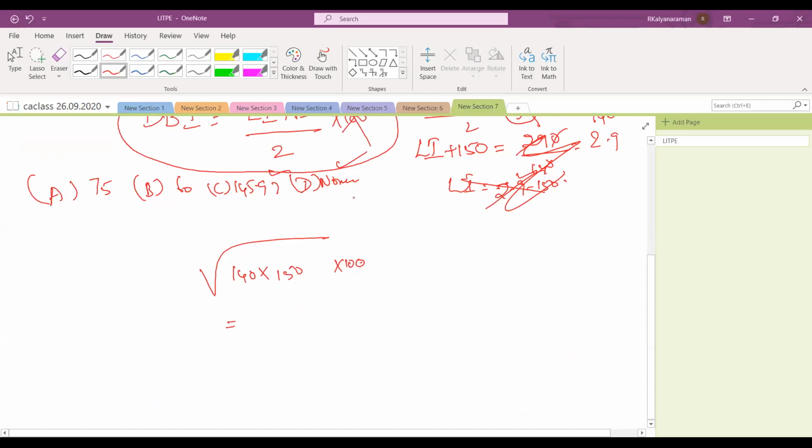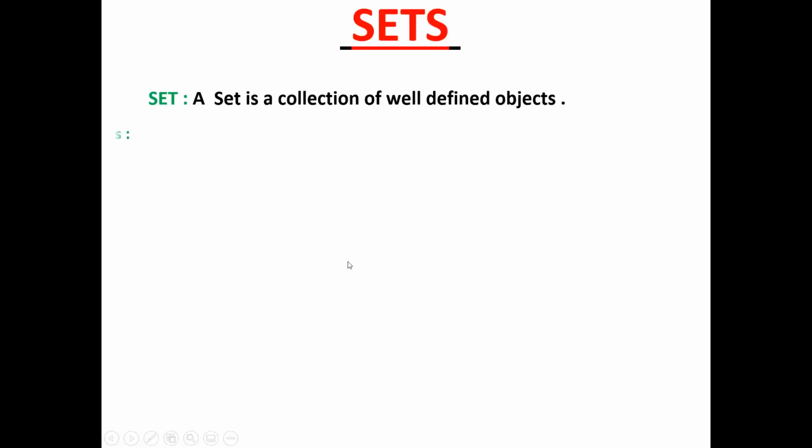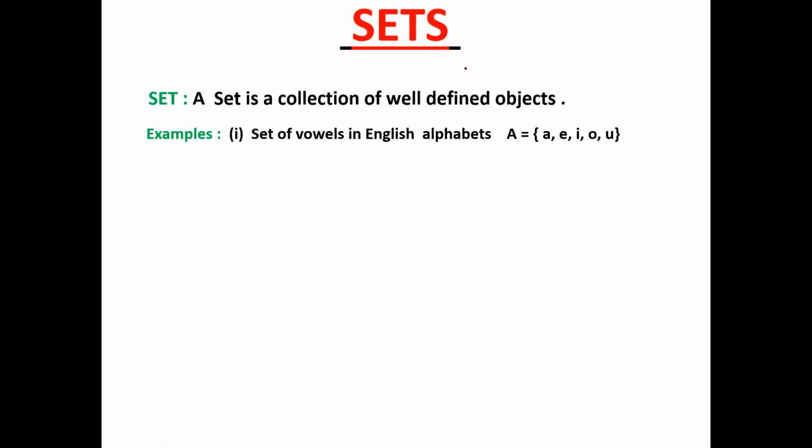Okay, now we'll go to set language. I'll try to show you a quick revision of set language. A set is a collection of well-defined objects. What do you mean by well defined? Beautiful, smart, all these adjectives are not counted in well defined. Set of beautiful flowers, set of tall people, all these are not counted in well defined.